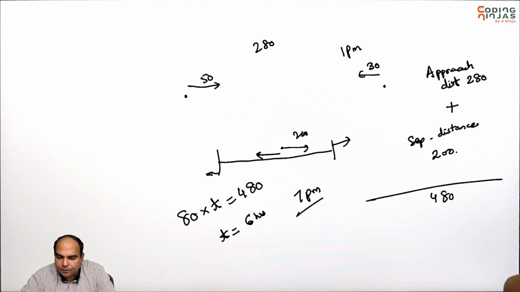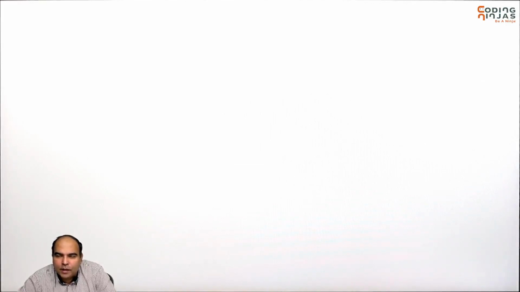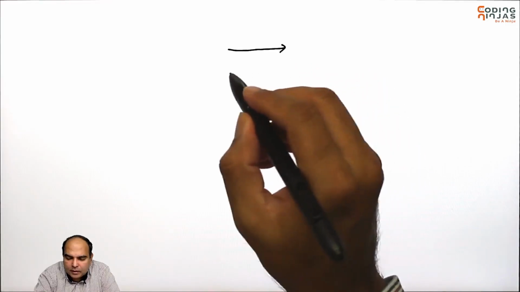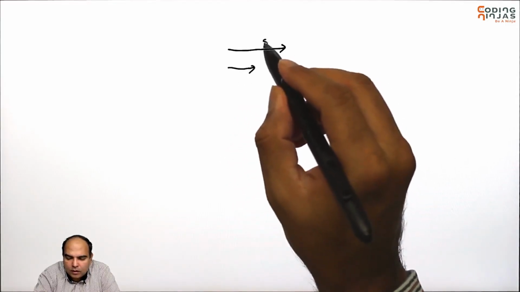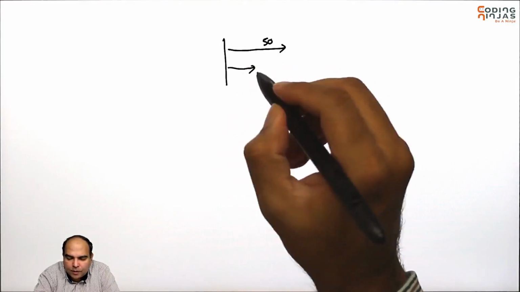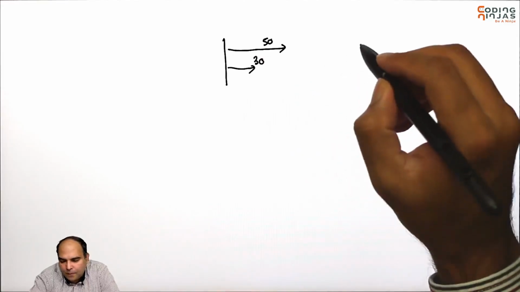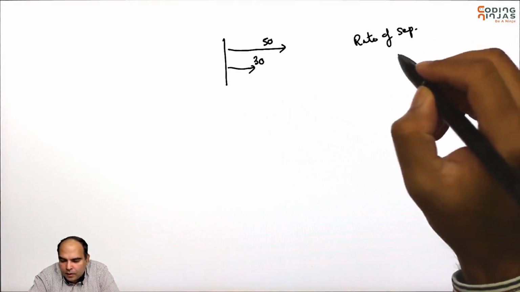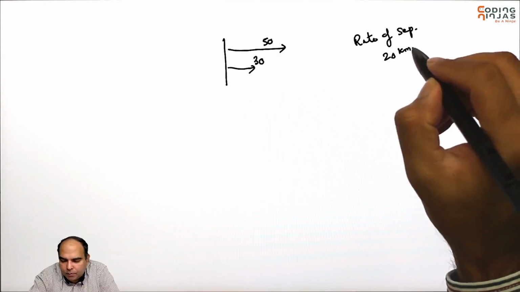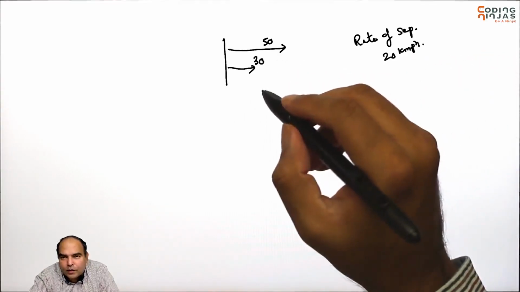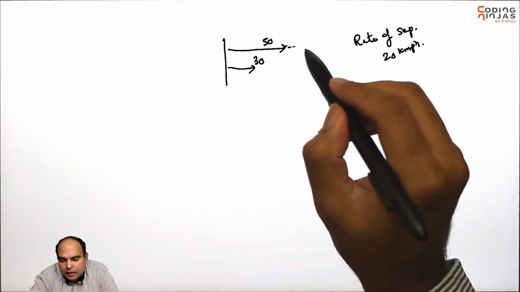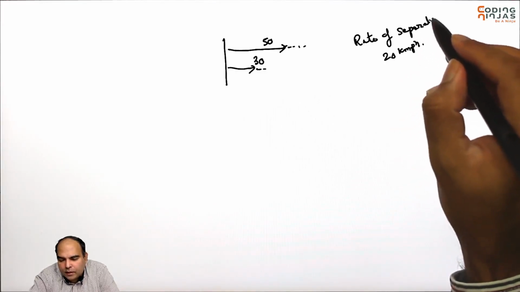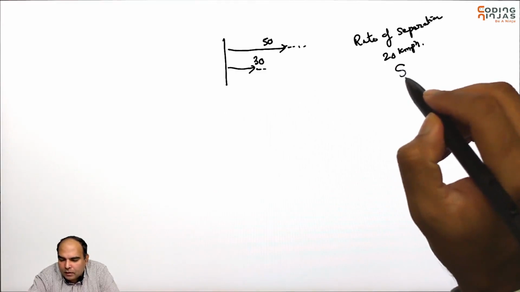So this is the relative speed when people are moving in opposite directions, and the other relative speed is this one. If this car is moving at 50 kilometers per hour and this car is moving at 30 kilometers per hour, the rate of separation is 20 kilometers per hour. 50 minus 30, that's how fast this guy is going ahead of this guy. So the rate of separation in this case is 20 kilometers per hour.